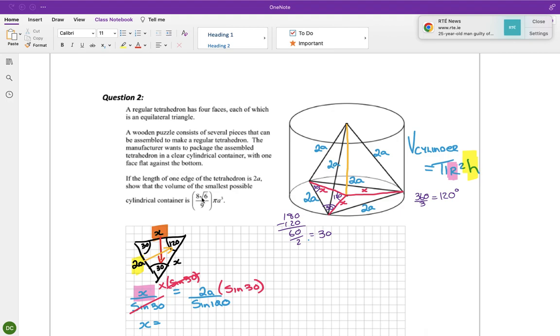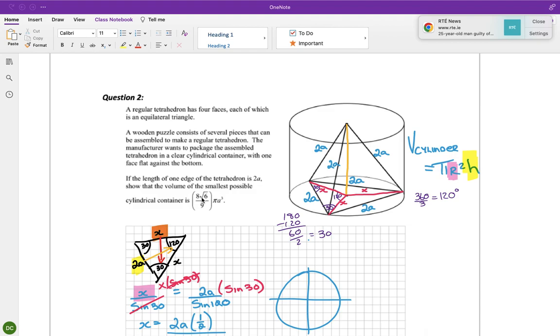let's see. Sine of 30, if I go to my formula and tables book, I'm on page 13. The sine of 30 is a half. And then the sine of 120. Now the sine of 120, I'm going to have to draw that one because that's not one of the special angles.